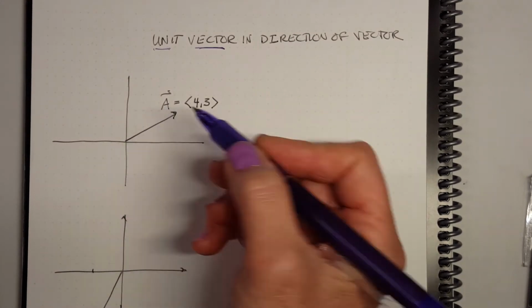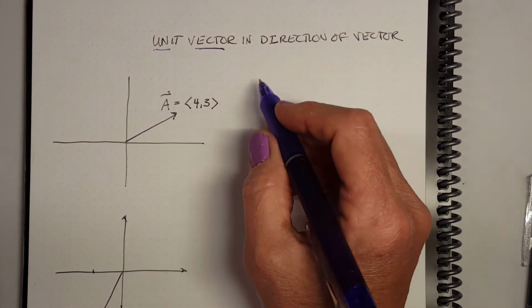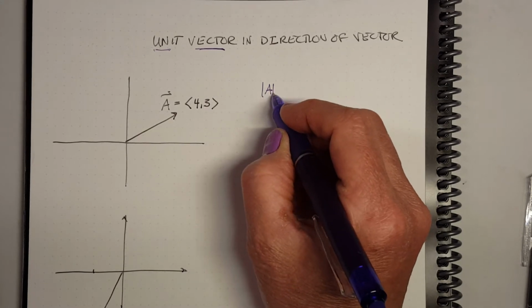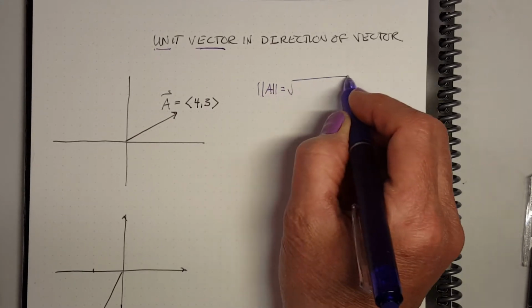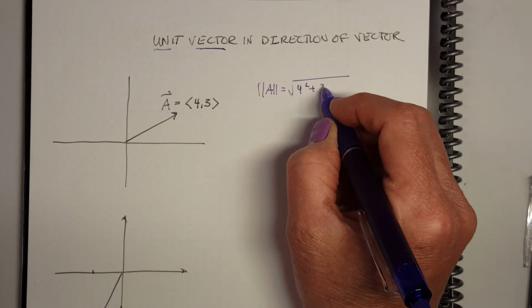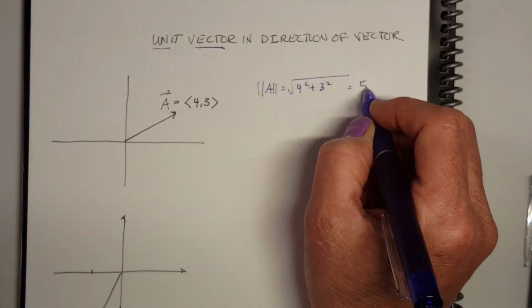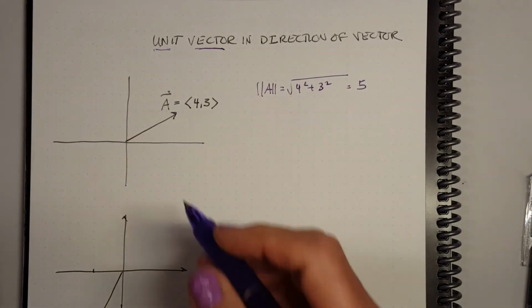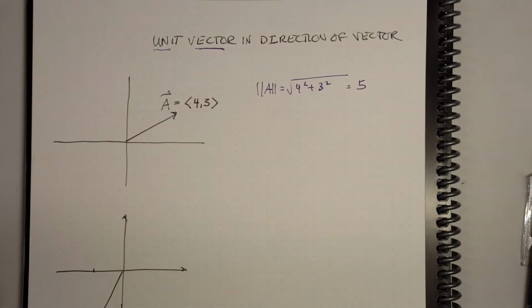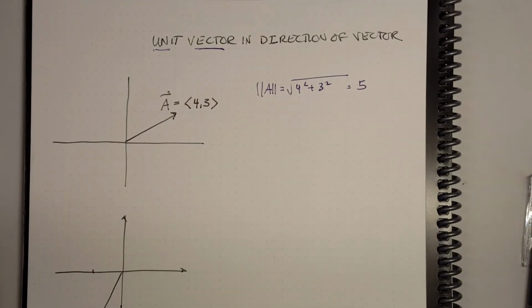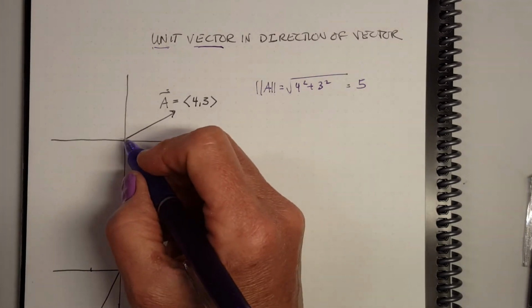So first of all, let's prove to ourselves that vector A is not a unit vector. The magnitude of A is equal to the square root of 4 squared plus 3 squared, and that's one of our triplets. So we have the magnitude of A is 5. So the overall length of this A vector is 5. So A is not a unit vector, but we want to find the unit vector.